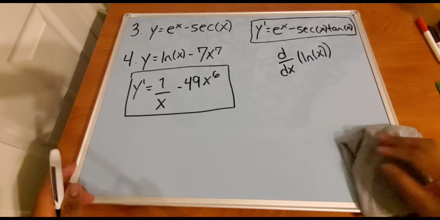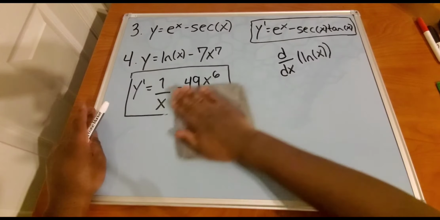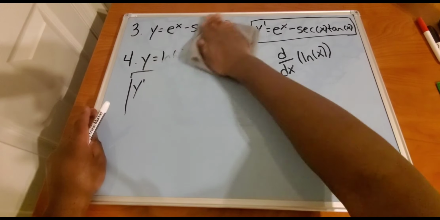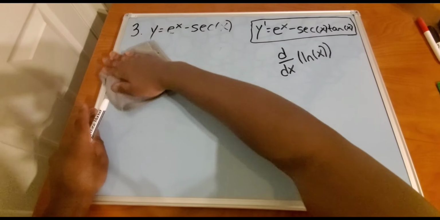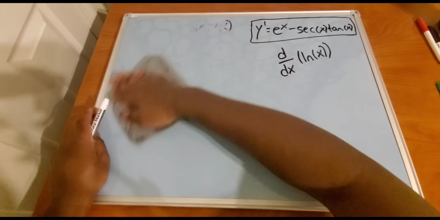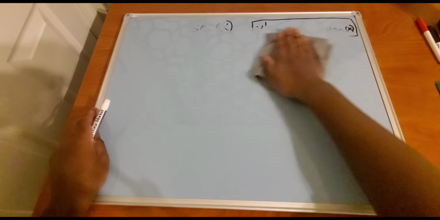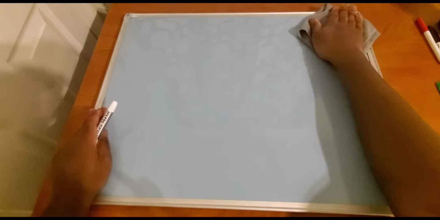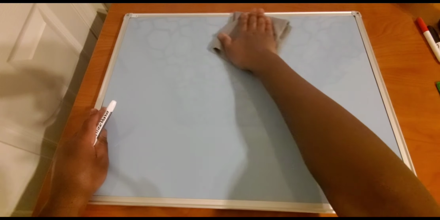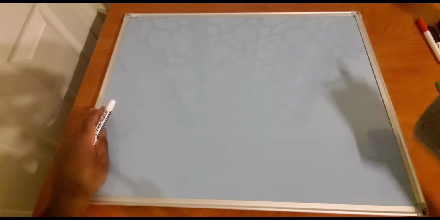Question number 5 is a little bit different. It's a trig. Well, it's a hyperbolic. So let's go ahead and do that one. Once you get the actual process of the difference rule down, it's pretty straightforward. It's not the worst thing in the world.